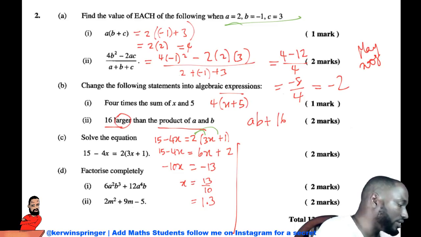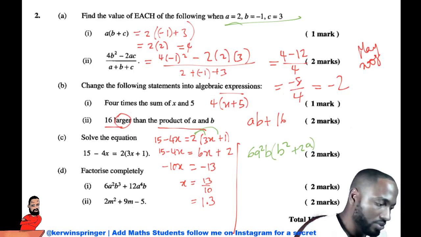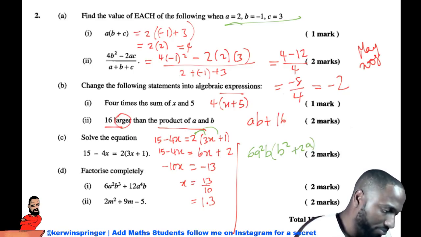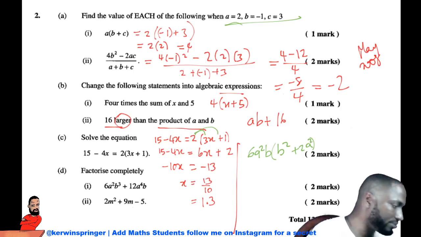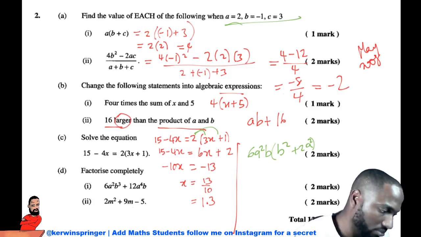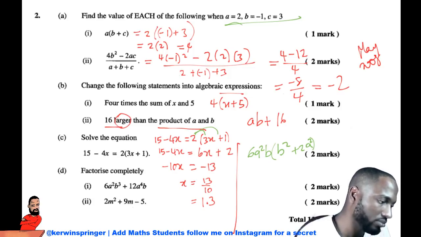I'm going to do this in a different color. So what's common? We've seen 6, we've seen a squared and b. 6a squared b into b squared plus 2a squared.